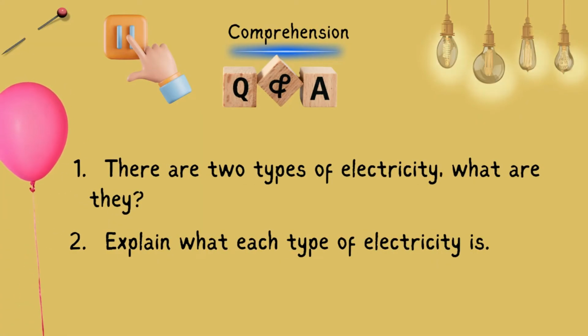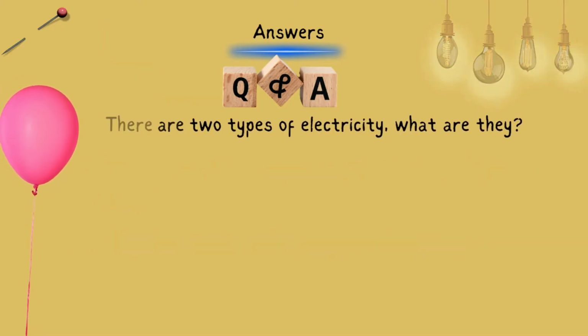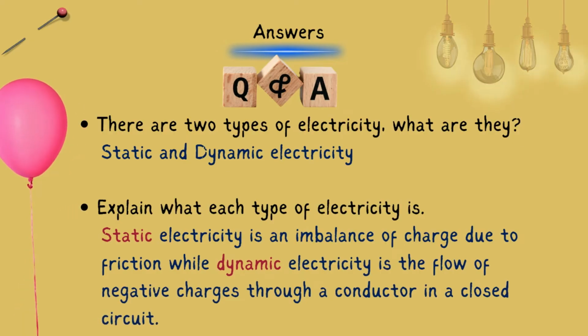Comprehension. There are 2 types of electricity. What are they? And explain what each type of electricity is. You may pause this video to answer these questions. There is static and dynamic electricity. Static electricity is an imbalance of charge due to friction, while dynamic electricity is the flow of negative charges through a conductor in a closed circuit.